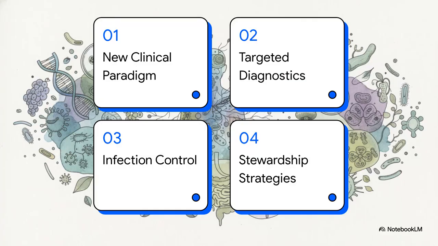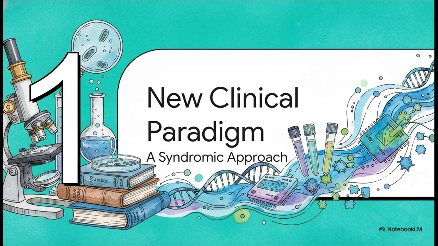So today, we're exploring a competency-based syndromic roadmap. We'll be hitting 4 key stops: a new clinical paradigm, targeted diagnostics, mastering infection control, and antimicrobial stewardship strategies. All right, Section 1, a new clinical paradigm.